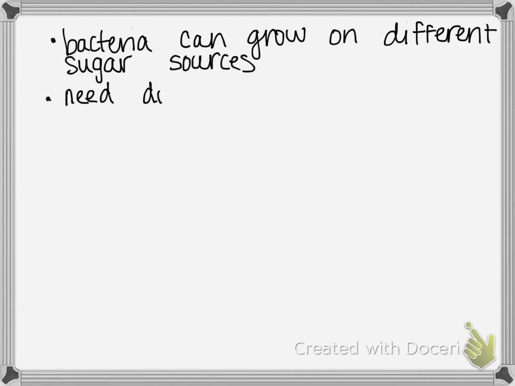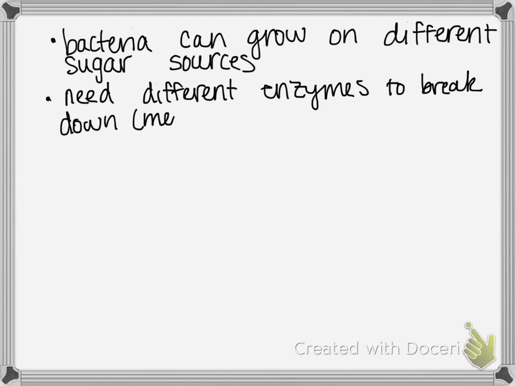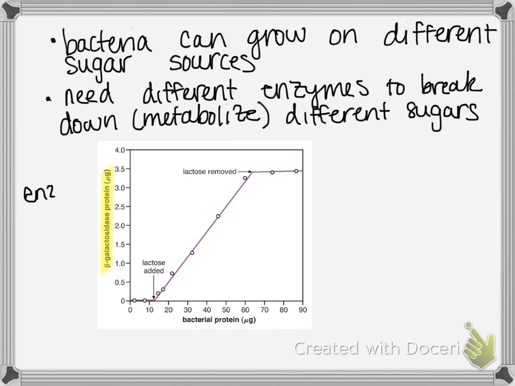And so just like we eat different foods, the bacteria need different kinds of sugars, but they also need different enzymes to be able to metabolize or break down those different sugars. But it's very wasteful for the bacteria to express and always have those enzymes around if that sugar's not around. So the bacterial genes are able to respond to which sugars are around.